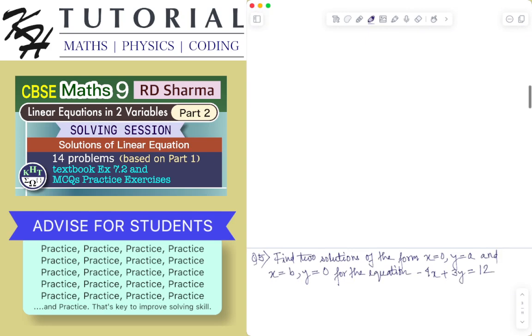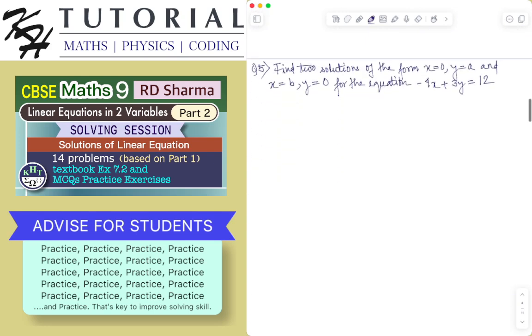Question number 5. Find two solutions of the form x equals 0 and y equals a, and x equals b and y equals 0 for the equation minus 4x plus 3y equals 12. So the given linear equation is minus 4x plus 3y. In the standard form, it is minus 12 equals 0.